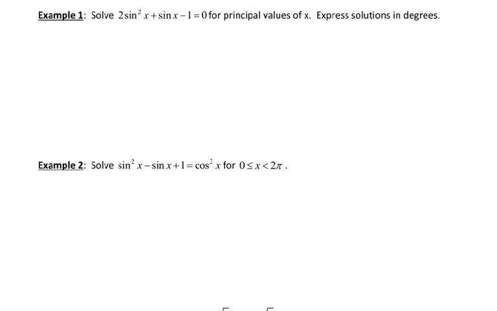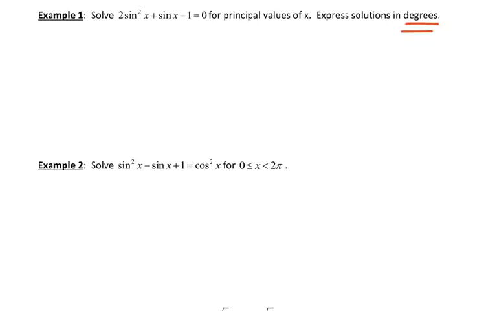Let's talk about solving trig equations. So we ran across a problem like example 1 when we were in section 7.2. It says solve 2 sine squared x plus sine x minus 1 equals 0 for principal values of x. That means whatever your calculator gives you, and express it in degrees. So make sure your calculator is in degree mode before you do this problem.